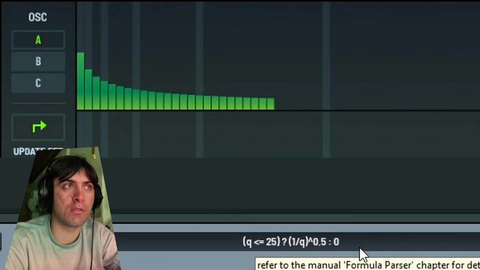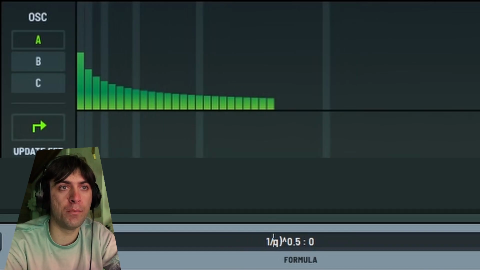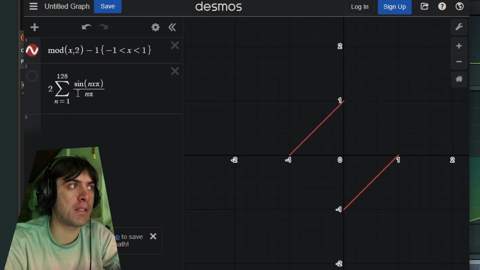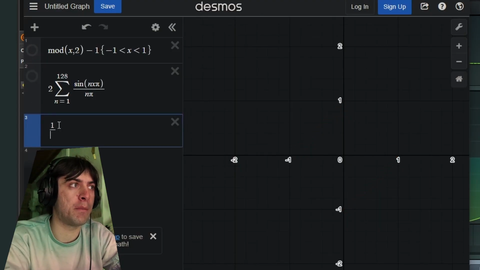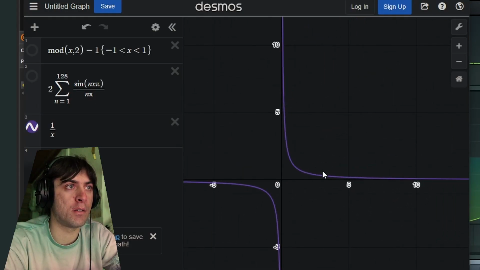And instead, just look at what does this other term mean, 1 divided by Q to the power of 0.5. So let's only look at 1 divided by Q for now. And we can see that results in a shape that looks a little bit like a sine wave, but not quite. And it's this spectral shape where it is falling and then it approaches 0. And that makes sense, because if we go to Desmos and just type in 1 divided by X, then we also get a shape that falls and then approaches 0.